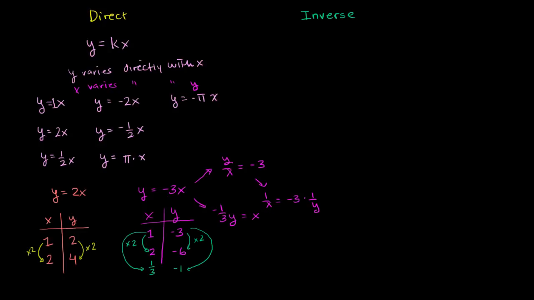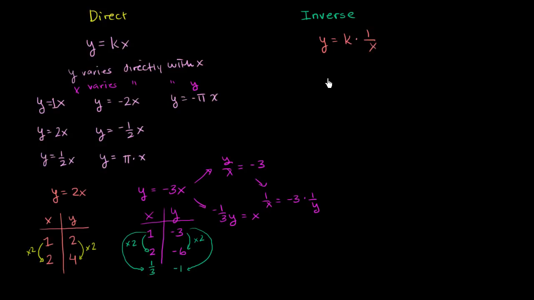Inverse variation, the general form, if we use the same variables, and it doesn't always have to be y and x. It could be an a and a b. It could be an m and an n. If I said m varies directly with n, we would say m is equal to some constant times n. Now let's do inverse variation. So if I did it with y's and x's, this would be y is equal to some constant times 1 over x. So instead of being some constant times x, it's some constant times 1 over x.